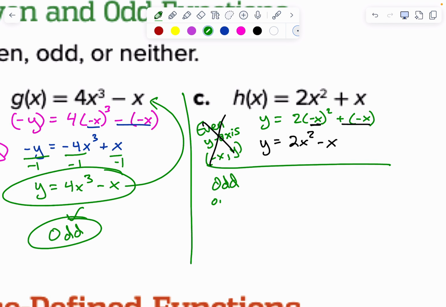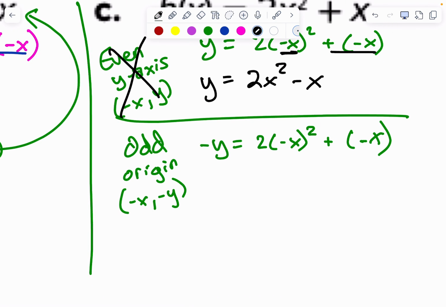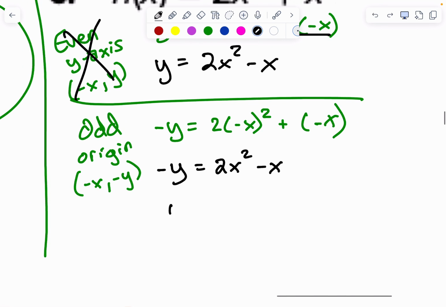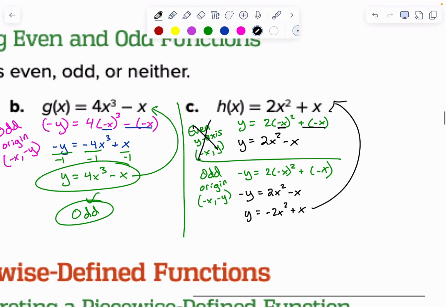Odd is origin. He could be. Let's see. I'm going to plug negative x in for negative y and negative x. If I check origin, this y stays negative. This guy is going to become 2x squared. He turns back positive, and this one is negative. Now, is he the same as the original? If I divide by a negative, he will be y equals negative 2x squared plus x. Is that the same as the original? Still no. So this is neither. Does that make sense? Yeah, that's kind of tricky.